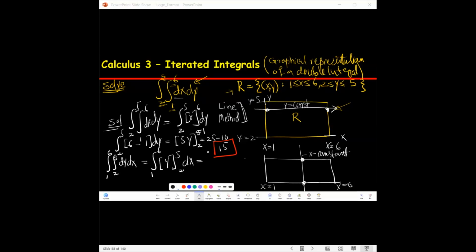Okay, if I further simplify this one and apply the limit, it's going to be 5 minus 2. 5 minus 2 is 3. So it's going to be 3. And if I take the integral, it's going to be 3x, and then the 2 limits are 6 and 1. If I solve this one, 6 times 3 will be 18, minus 3 is 15. So 18 minus 3, and the answer is 15, which is pretty similar to what I got earlier.